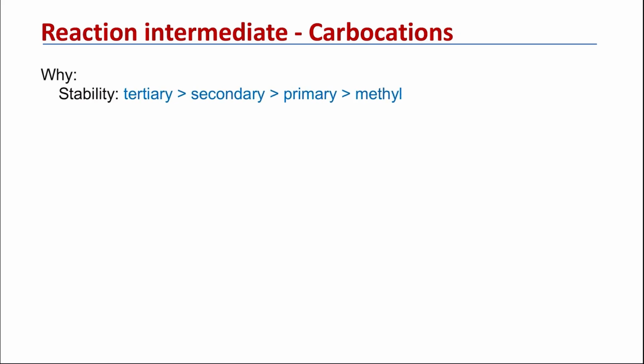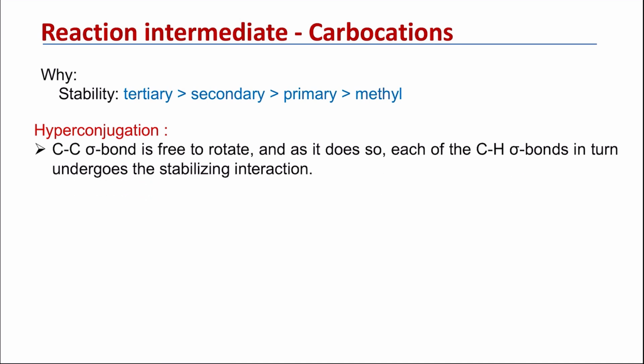But now, why would the tertiary be more stable than the secondary and then more stable than the primary? How can hyperconjugation explain that? The carbon-carbon sigma bond, which is the bond between the positively charged carbon and the carbon adjacent to it, is free to rotate. As it rotates, each of the carbon-hydrogen bonds on the adjacent carbon will in turn undergo the stabilization effect, or the hyperconjugation effect.